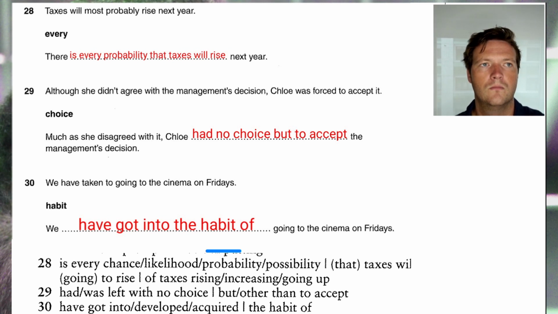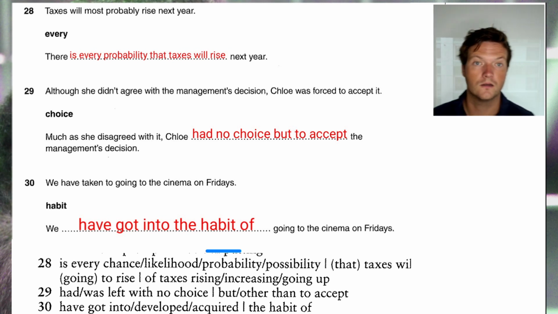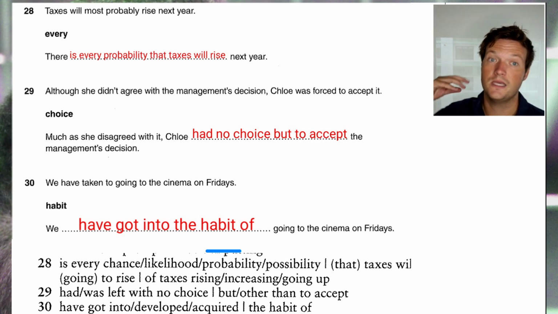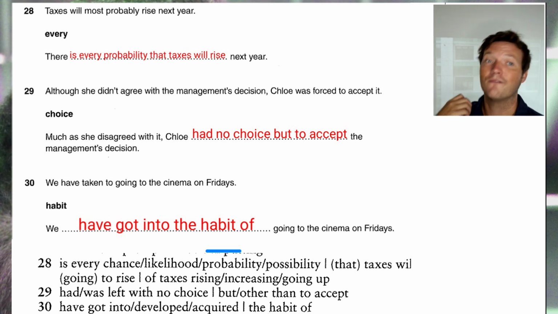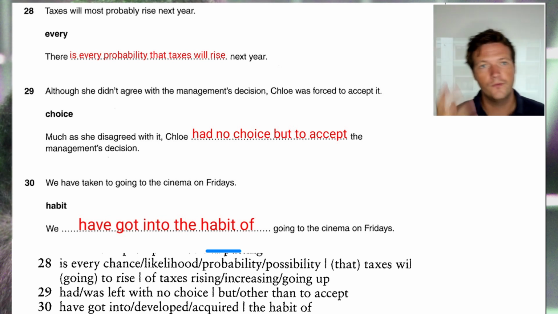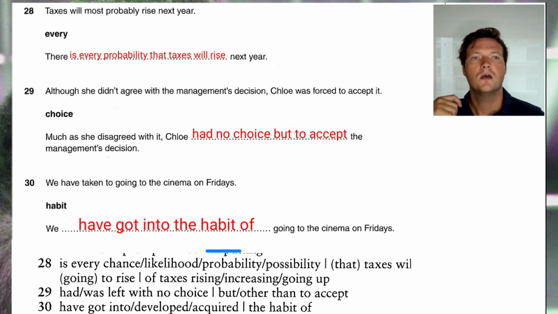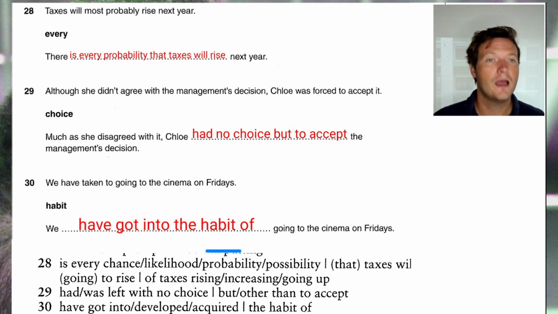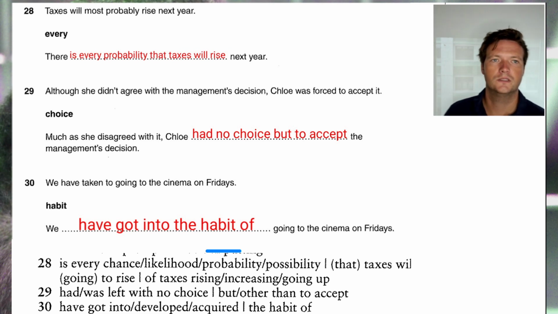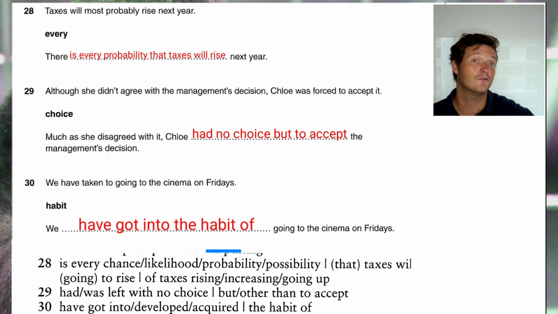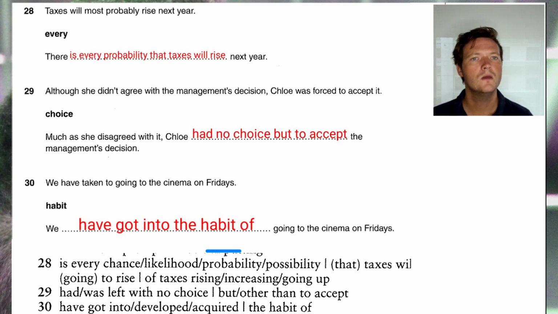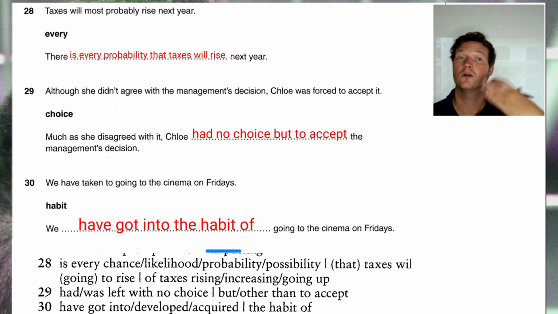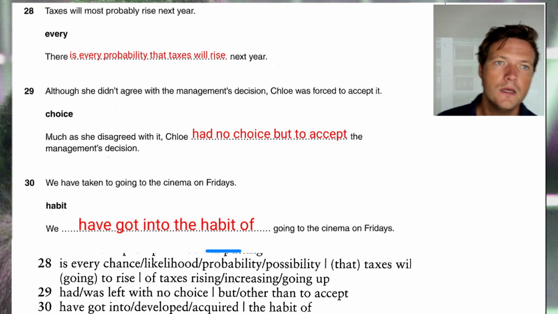Let's take a look. Again, a couple of other possibilities, but it says we have got into, or we have developed, or we have acquired, which would be more formal expressions, developed or acquired the habit of going to the cinema on Fridays. So we can say have got into, more colloquial, what I went for there. But we could also develop or acquire a habit as well.